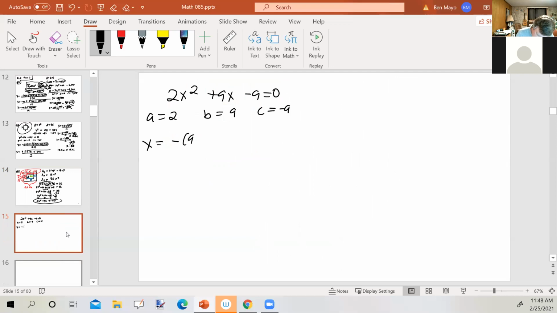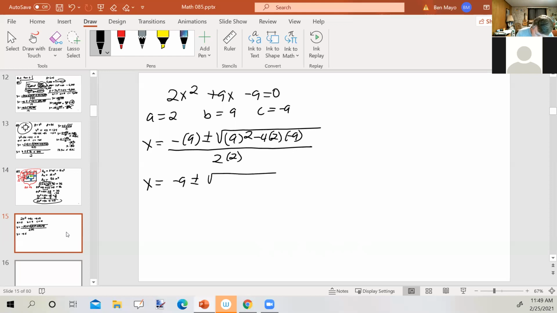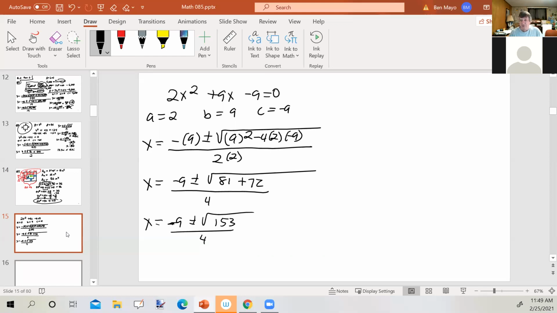X equals negative B plus or minus the square root of B squared minus 4AC all over 2A. X equals negative 9 plus or minus the square root of 81. Minus 4 times 2 is minus 8 times minus 9 would be plus, what, 72 all over 4. X equals negative 9 plus or minus the square root of 153 all over 4. Well, 153 is not a perfect square.